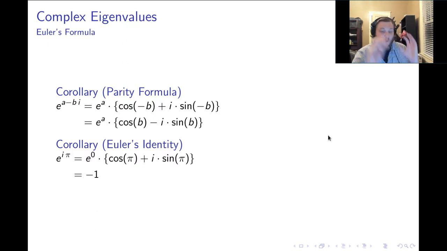So we have Euler's formula, which says e to the a plus bi is e to the a multiplied by the quantity cosine of b plus i times sine of b. And then from that, we get this parity formula, e to the a minus bi is e to the a multiplied by the quantity cosine of b minus i times sine of b. And then from that follows the famous Euler's identity, which is e to the i pi equals negative 1.